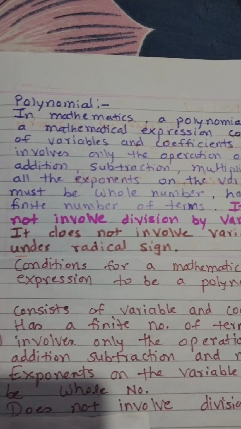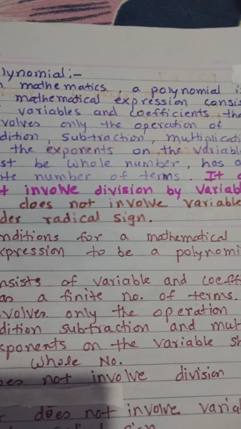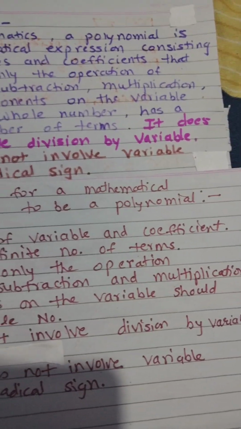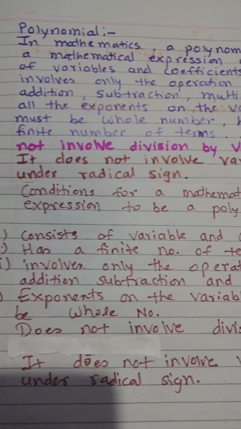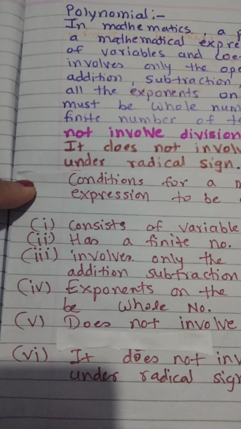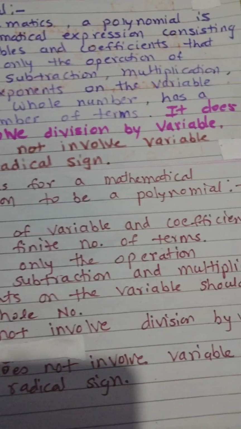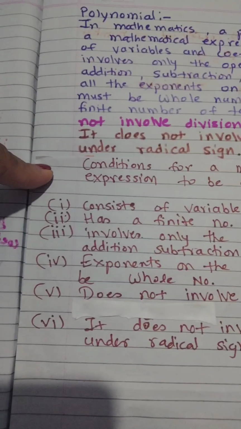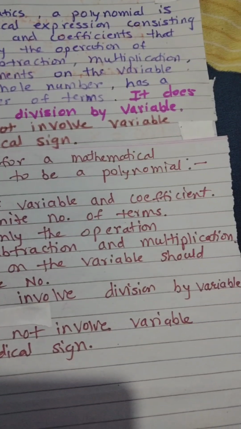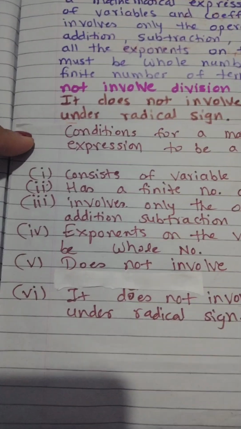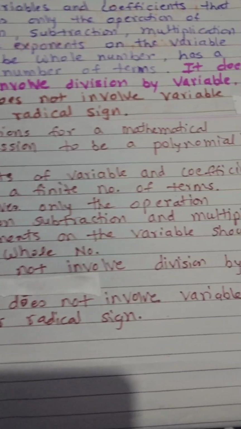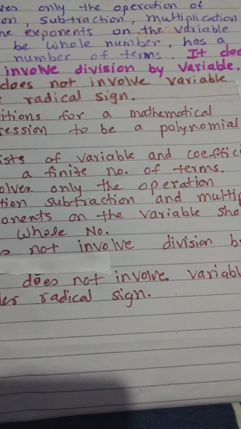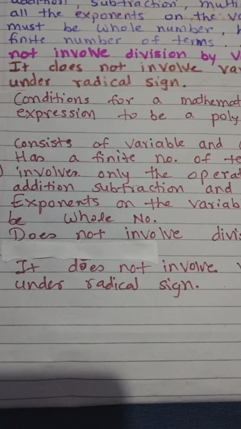So there are some conditions for a mathematical expression to be a polynomial. First condition is it consists of variables and coefficients. Second condition is it has a finite number of terms. Third condition is it involves only the operations addition, subtraction and multiplication. Fourth condition is exponents on the variable should be whole numbers. Fifth condition is it does not involve division by a variable. Sixth condition is it does not involve a variable under a radical sign.